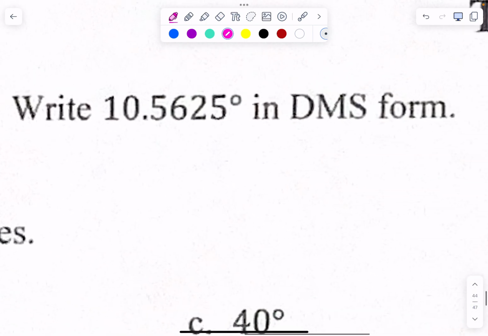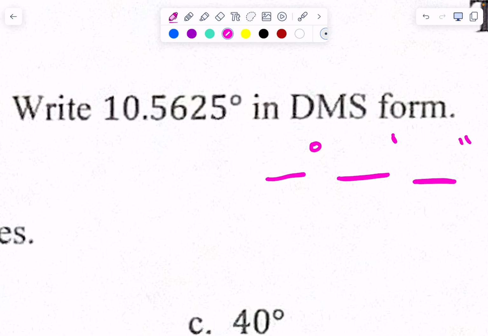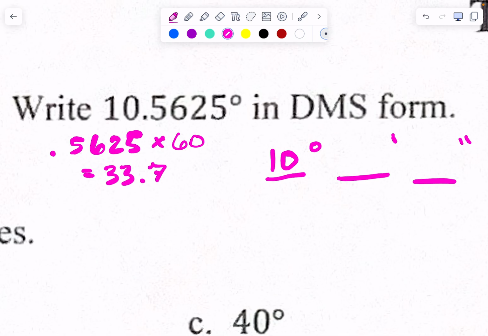Number 2 is now in decimal form, going to degrees, minutes, seconds. So degree, minute, second. 10 goes here. I don't even have to do anything, and I know the 10 goes there. Then I take 0.5625 and do what to it? Times 60. We're going the opposite direction. If you take that times 60, you get 33.75. And that means 33 goes there.